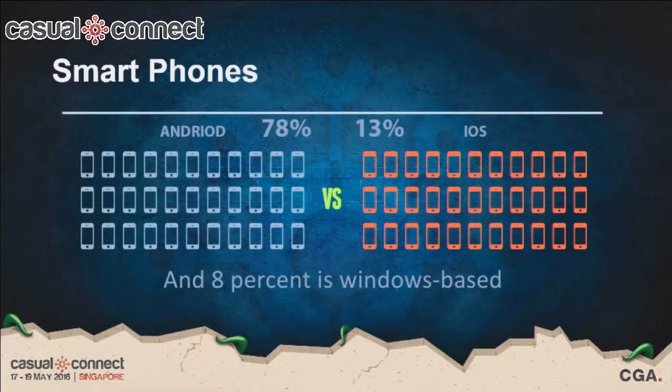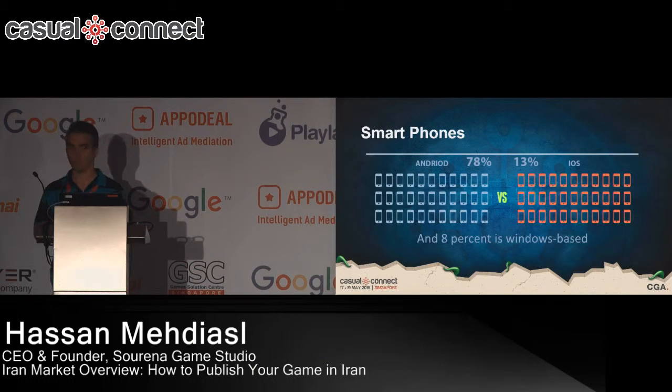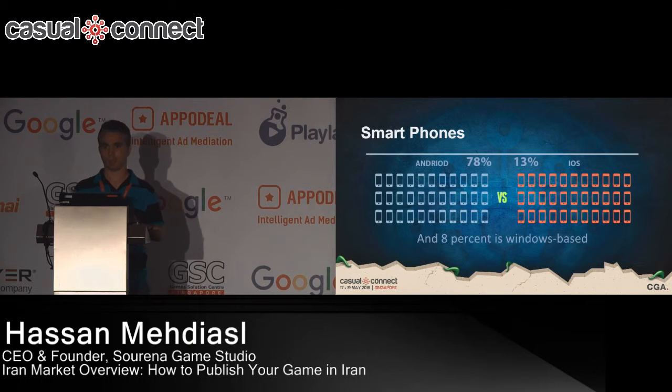Because of some factors, Iran is an Android market, not iOS, and one of them is US sanctions. Inside Iran, you cannot access the App Store. So most people in Iran prefer to use Android devices because they can download apps and games from different stores very easily. As you can see, 78% of the devices in Iran are Android-based, 13% of devices are iOS, and the remaining are Windows-based devices.